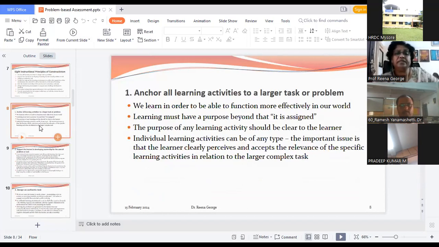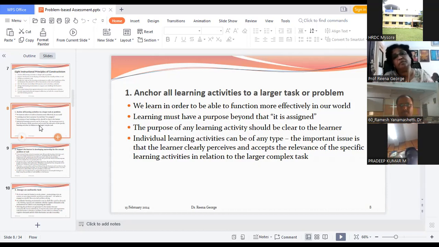Anchoring all learning activities to a larger task or problem means we learn in order to be able to function more effectively in our world. This is the ultimate goal of each and every learner. The marks that we give in the answer papers of the students are nothing when compared to the skills they need to live. You are giving 50 out of 50 for mathematics. How are they going to live with these 50 marks? Ultimately, the 50 marks they earned by writing the knowledge in the answer paper must help them to live effectively in this world. This is the ultimate reality of life.